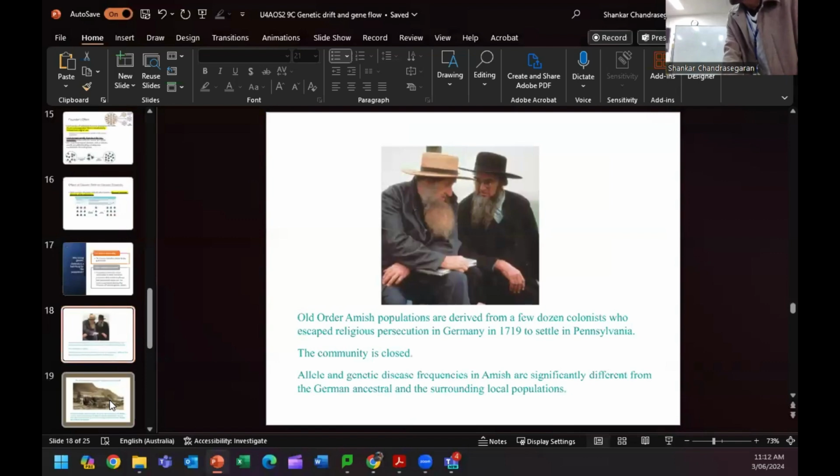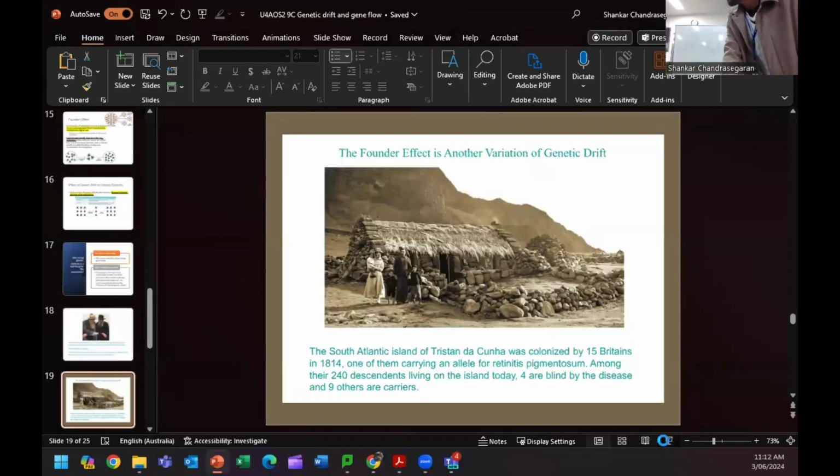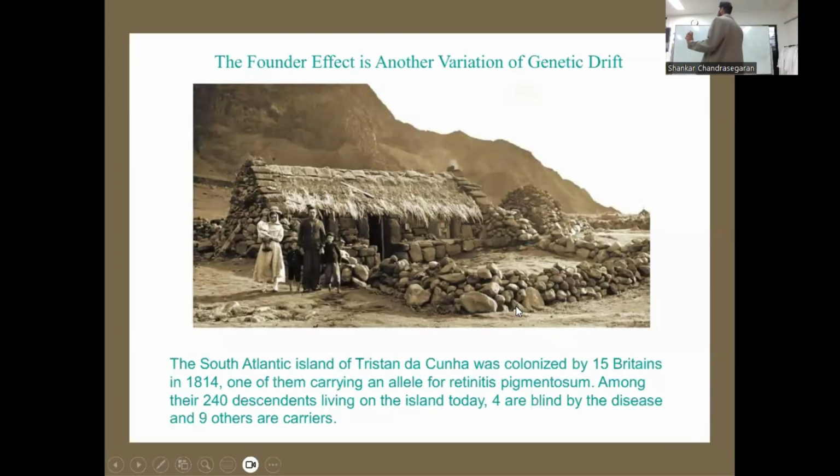as a disease. Another example is actually this one right here, right? The South Atlantic island of, I can't even pronounce that, was colonized by 15 Britons in 1840. So this is a perfect example of founder effect, right? 15 Britons are going to start a whole new population on an isolated island. Okay, so let's say one of them is carrying an allele for retinitis pigmentosum. Yeah, I'm not going to pronounce that.